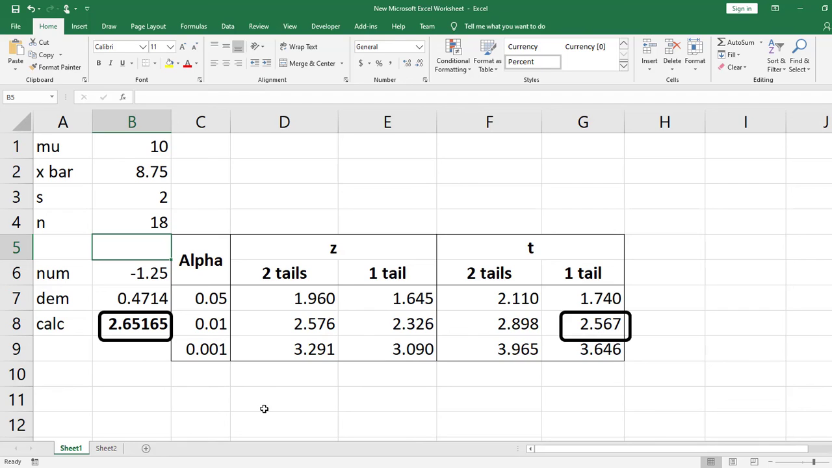Right? Sample size is super important. Getting a bigger sample size is really great, especially if you're working with the t-distribution, because it will not only increase your calculated t-value, it will also reduce your critical t-value. And thus, if there is statistical significance, you're more likely to find it.